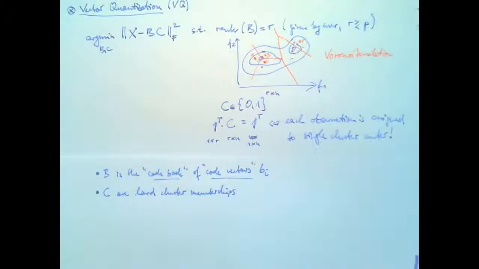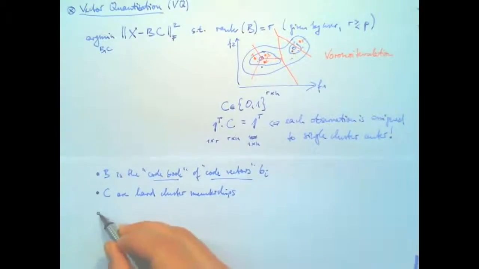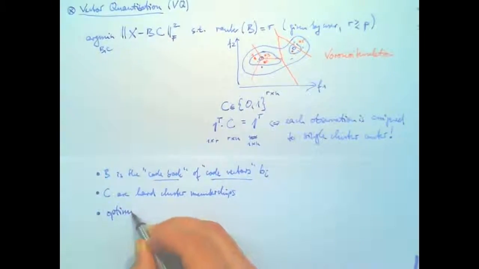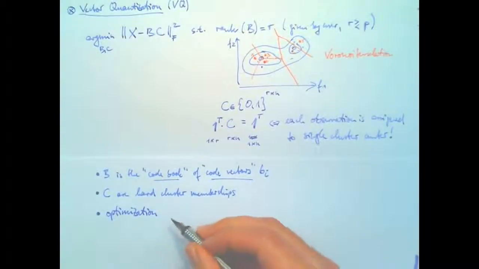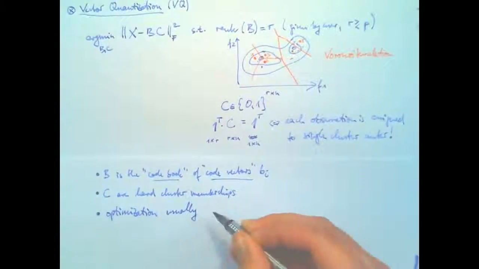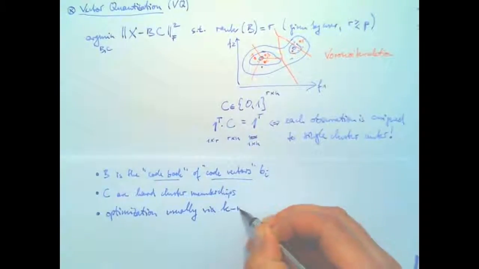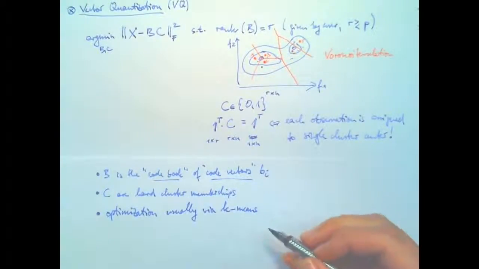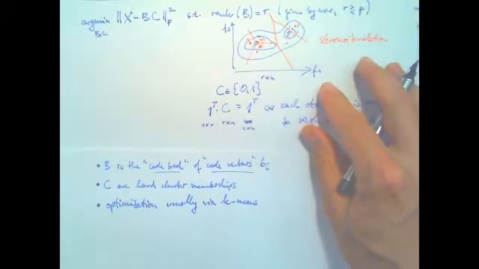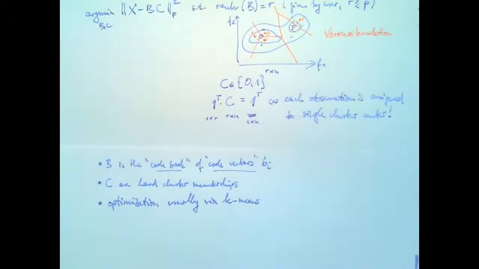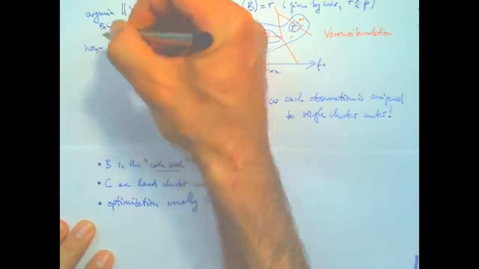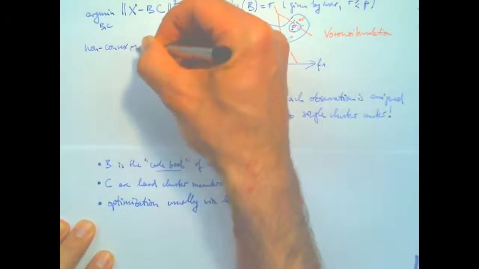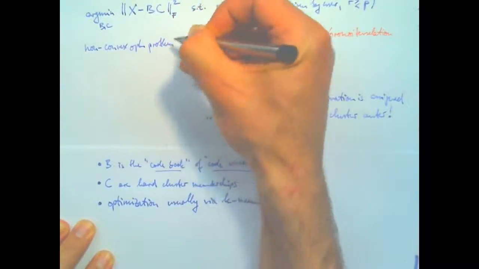Now I've only given this objective function. I've not said how to optimize this at all. The optimization is usually via an algorithm that's called k-means, which we will talk about in a few weeks. And k-means, by the way, will only find a local minimum to this problem here. Unfortunately, this is a non-convex optimization problem if we optimize over both B and C.